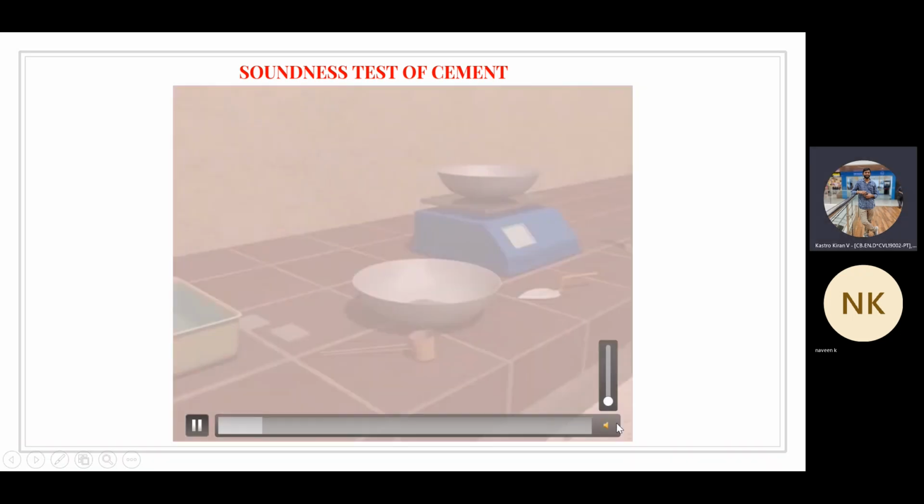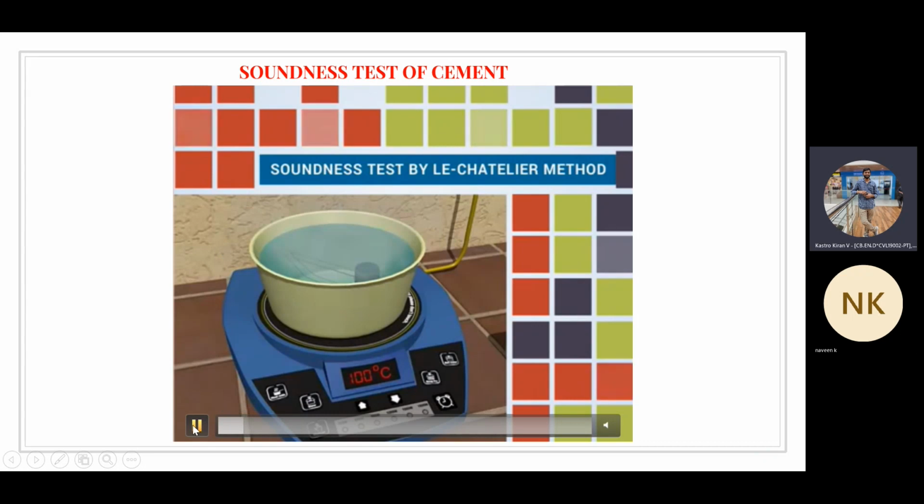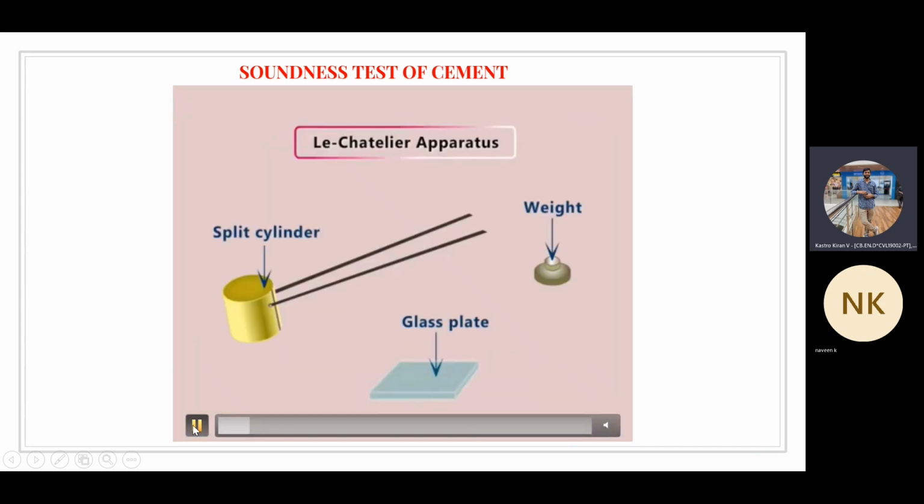So you can see the apparatus here, that is the Le Chatelier mold. This is the Le Chatelier apparatus or Le Chatelier mold. You're going to take a glass plate and there should be some weight, some 10 grams or 50 grams of weight. And this Le Chatelier apparatus is provided with two needles. You can see the two needles here, and a small circular disc will be available, or split cylinder disc, you can say.